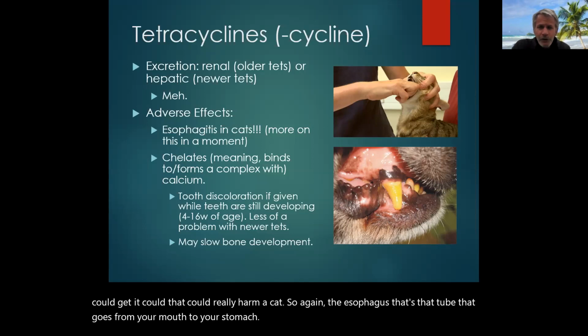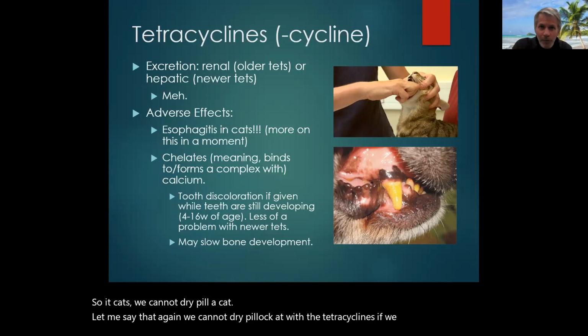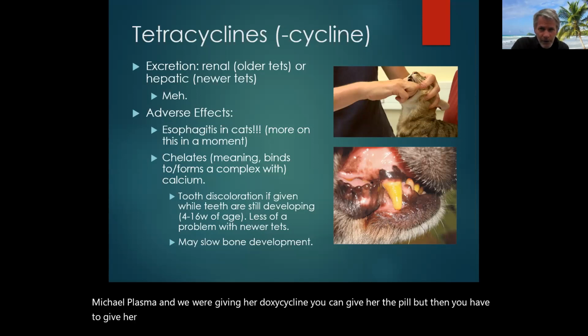So with cats, we cannot dry pill a cat. Let me say that again. We cannot dry pill a cat with the tetracyclines. If we were treating a cat for Mycoplasma and we were giving her doxycycline, you can give her the pill, but then you have to give her a chaser of water afterwards.